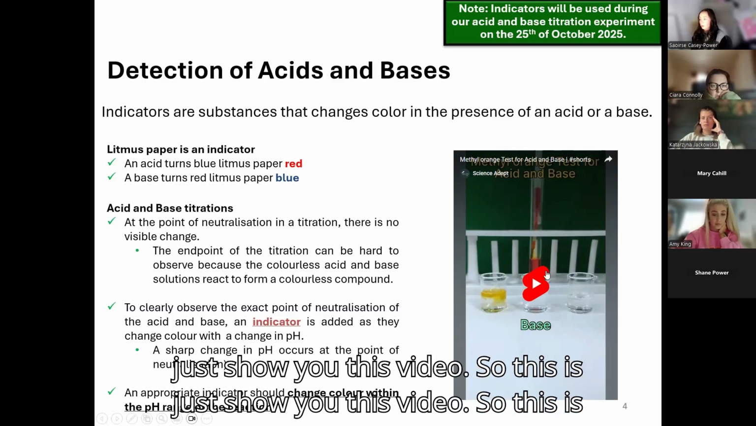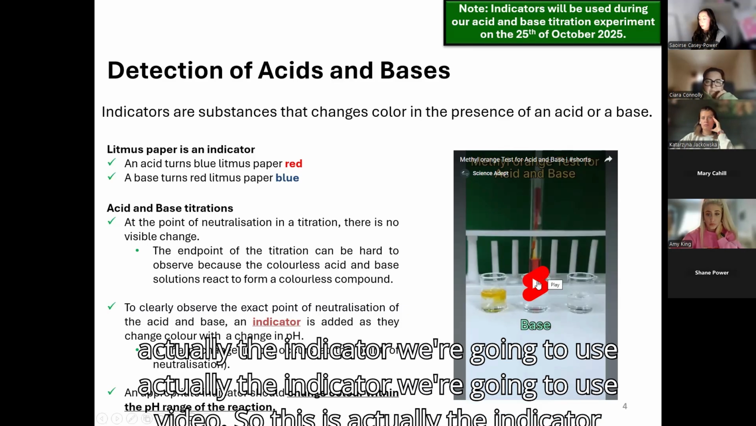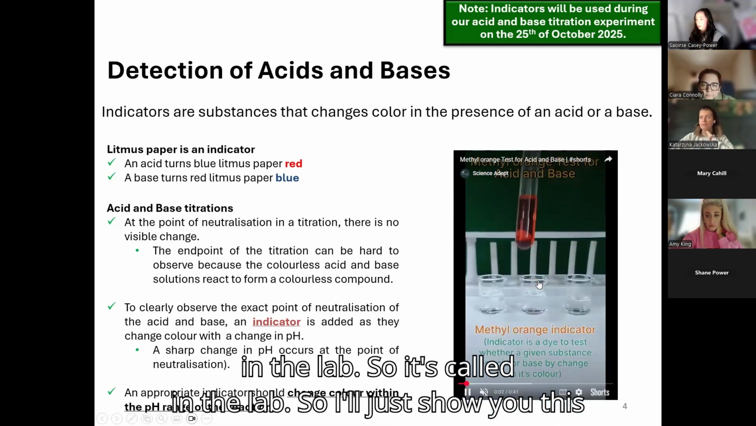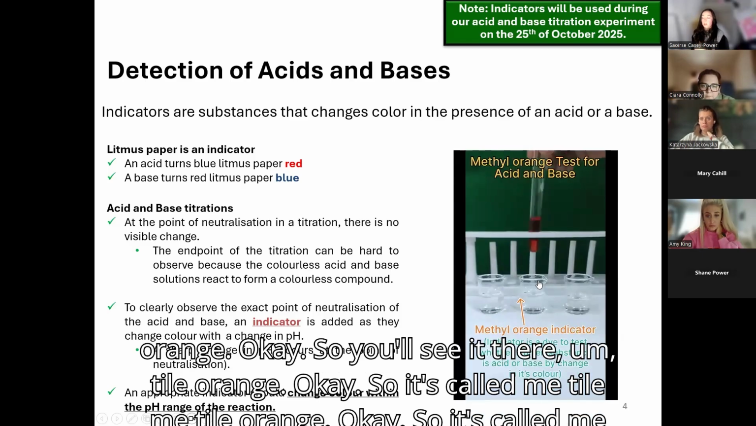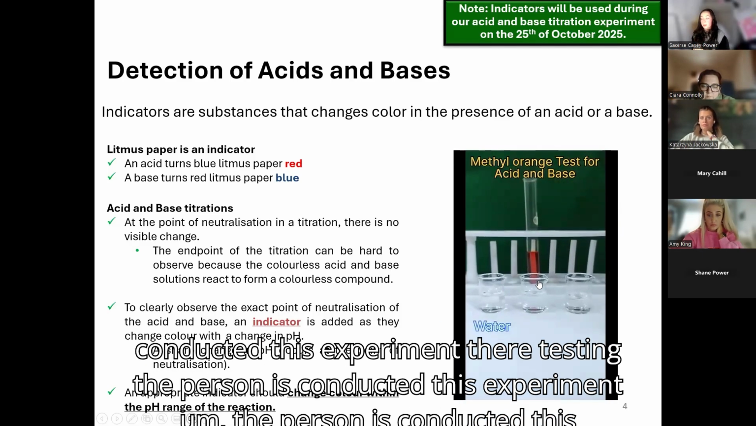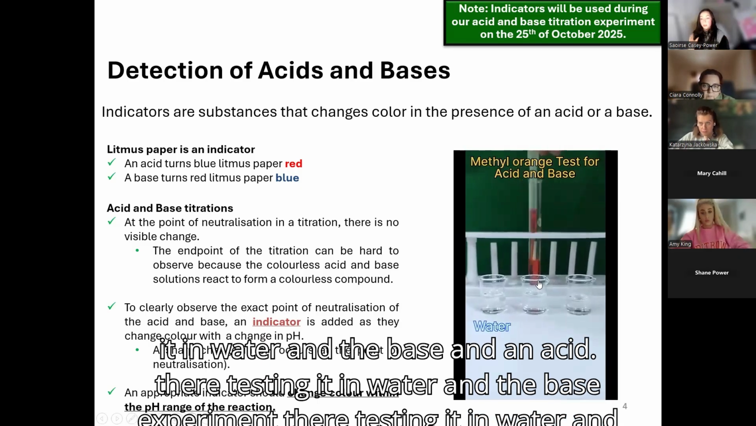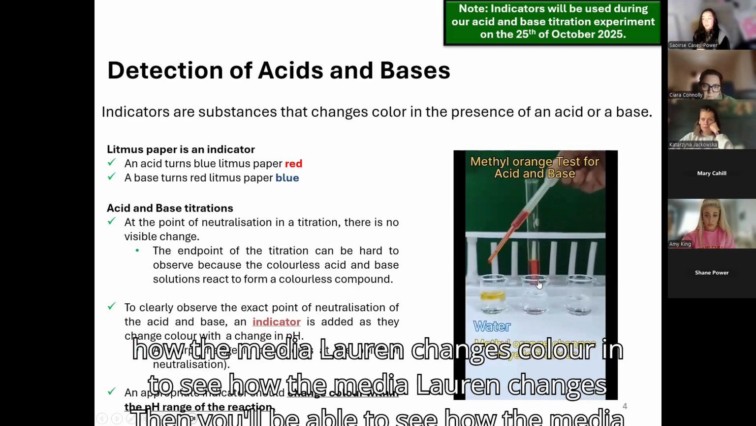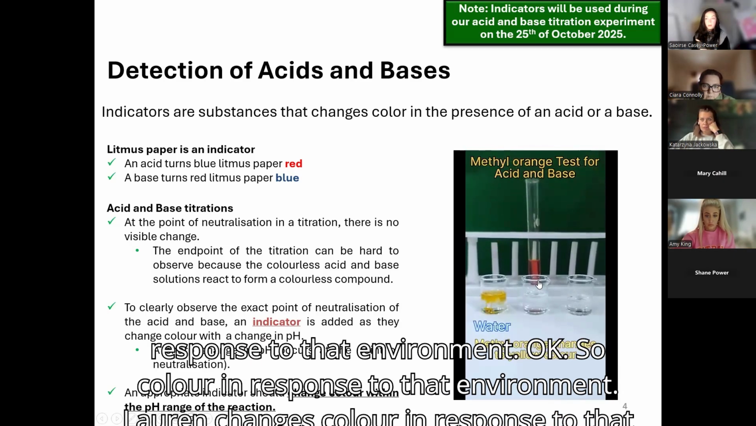So I'll just show you this video. This is actually the indicator we're going to use in the lab. It's called methyl orange. So you'll see it there. The person who's conducting this experiment is testing it in water, a base and an acid, and you'll be able to see how the methyl orange changes color in response to that environment.